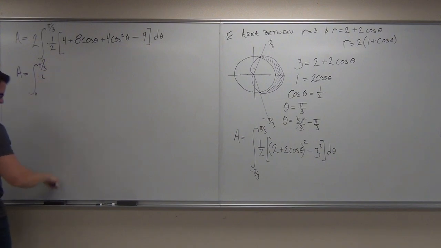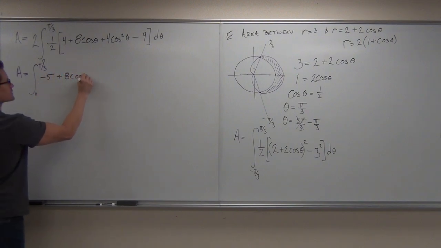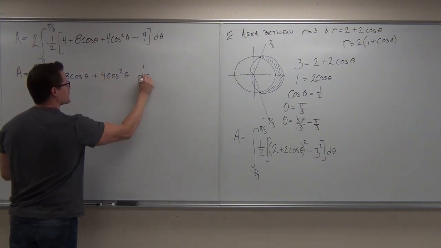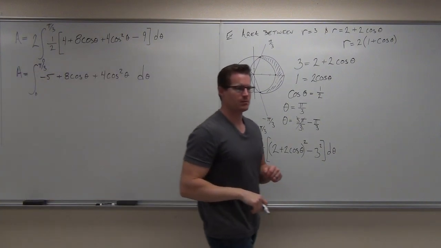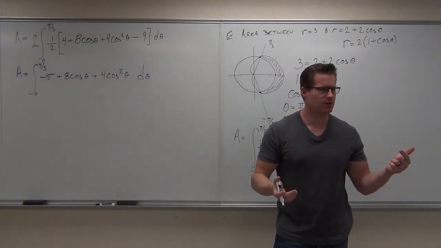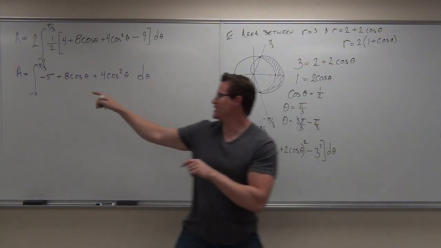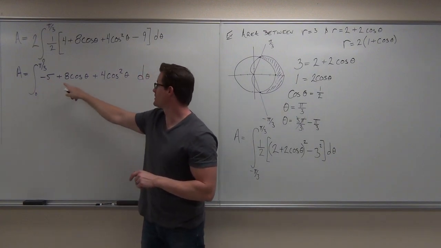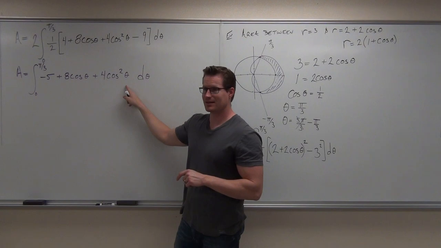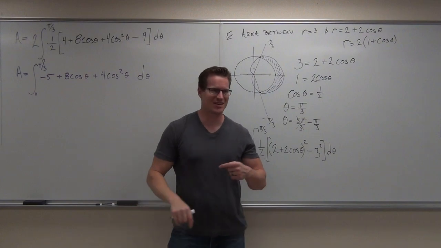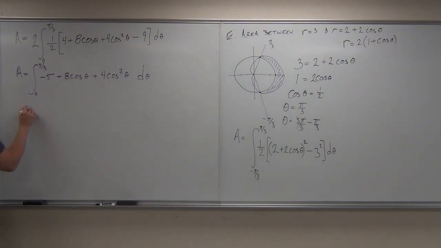We're going to have 4. Actually, we're not. What are we going to have? Not 5. Plus 8 cosine theta plus 4 cosine squared theta and then d theta of all that stuff. Easy, medium, hard, what do you think? Doable? Have you seen this before? Can you integrate that? Piece of cake. Can you integrate this? Piece of cake. Can you integrate this? Right now the way it is? No. Can you change it? Yes.